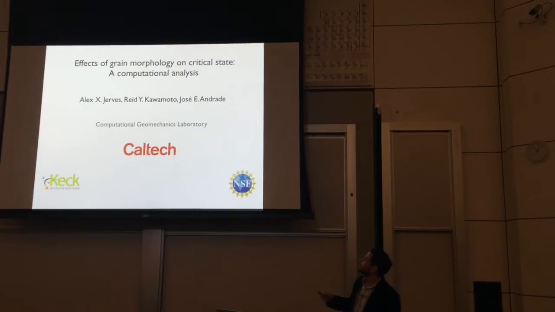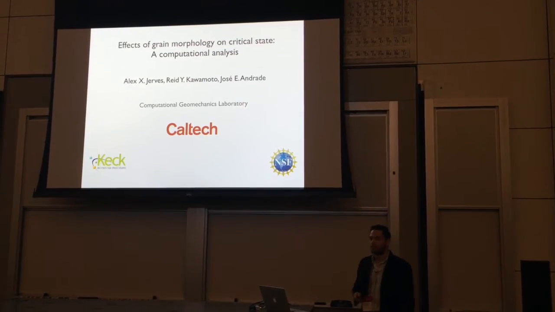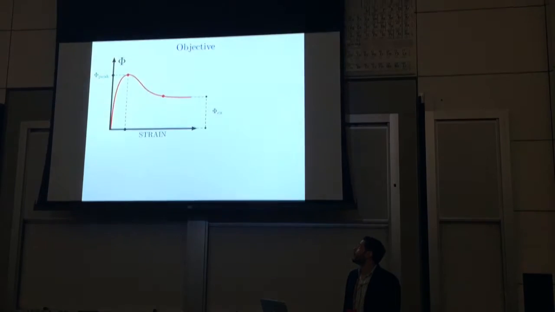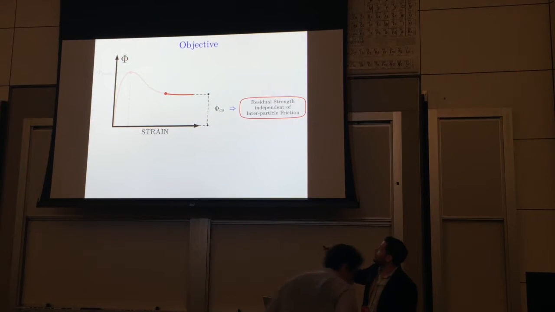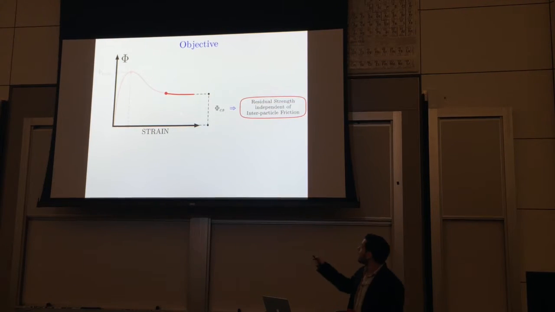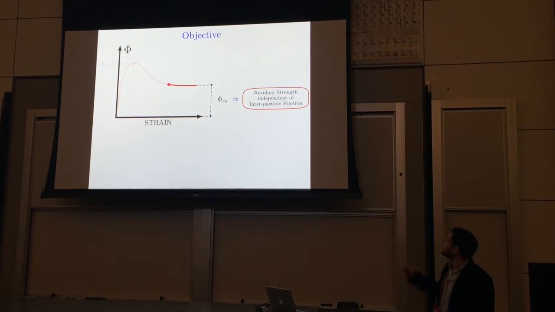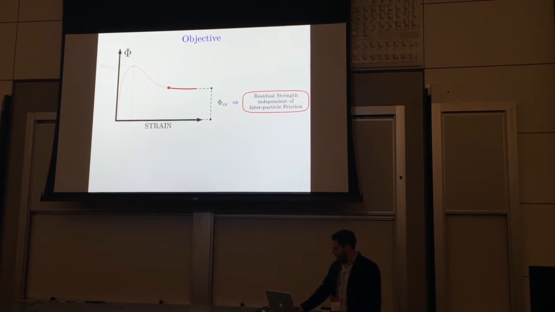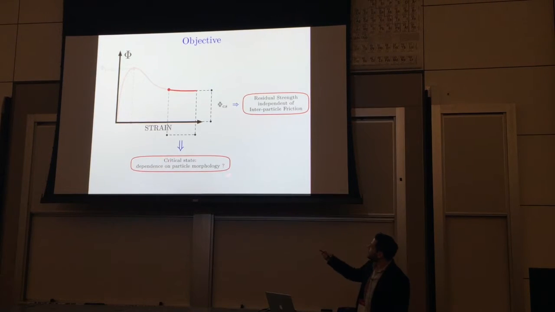We did a computational analysis of it with colleague Kawamoto and Professor Andrade at Caltech. The objective of this talk is to study this last part of this curve of evolution of the strength, or mobilization of the friction angle. At this part we call it the residual strength, which is pretty well known by now to be independent of the interparticle friction coefficient. But it happens to be at critical state as well.